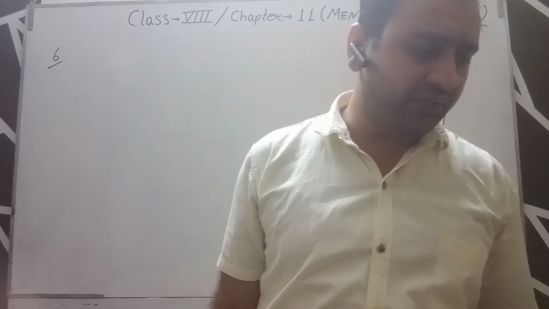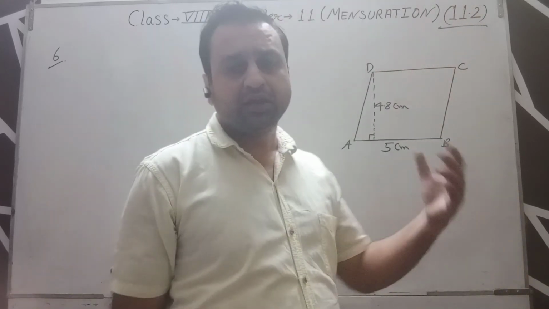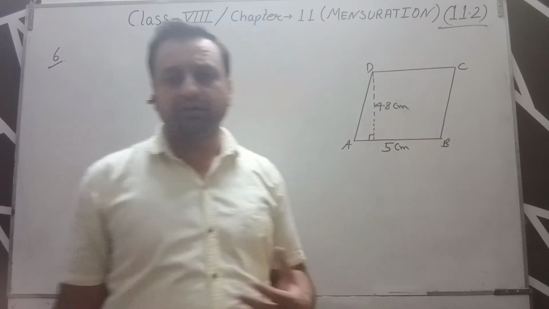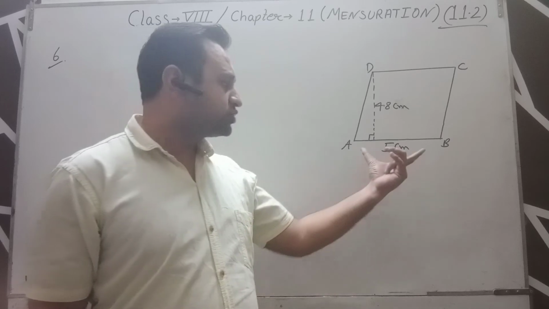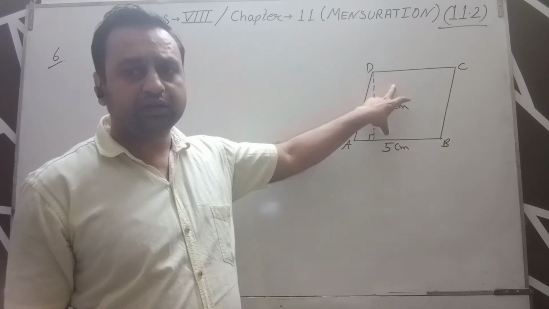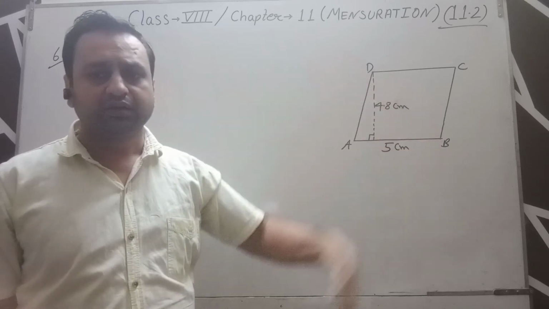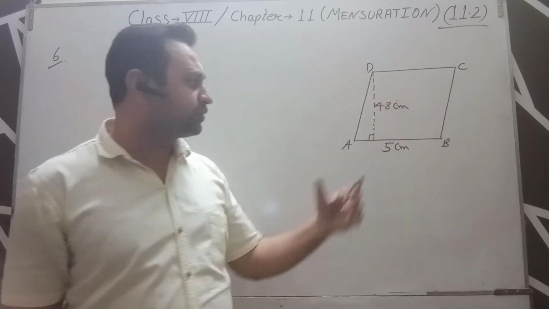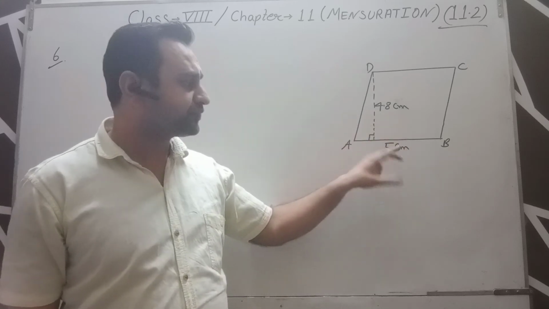Question number 6. Find the area of a rhombus whose side is 5 centimeter. Rhombus is a type of quadrilateral, a type of parallelogram, in which all sides are equal. So its one side is given, 5 centimeter, and the altitude, meaning a perpendicular drawn from the opposite vertex, means we can say its height is 4.8 centimeter, and we have to calculate its area.